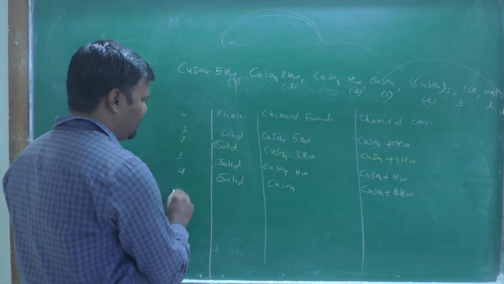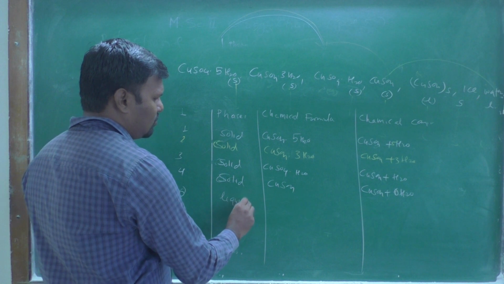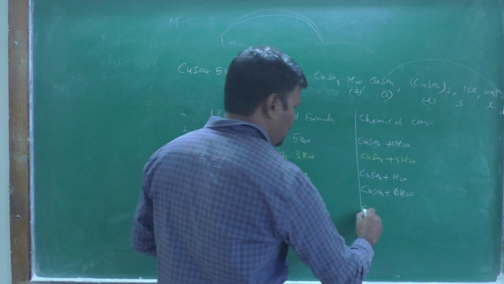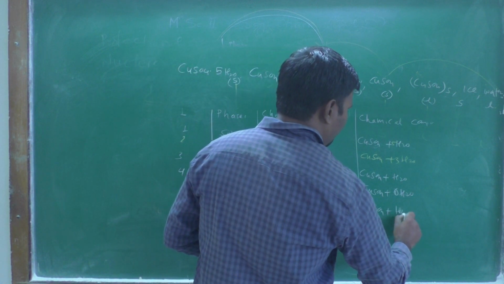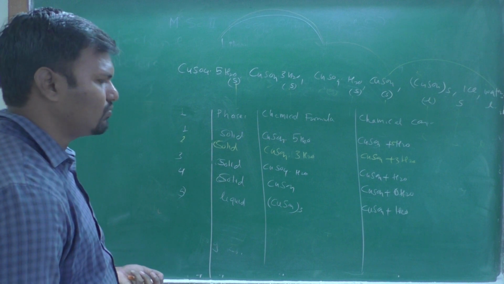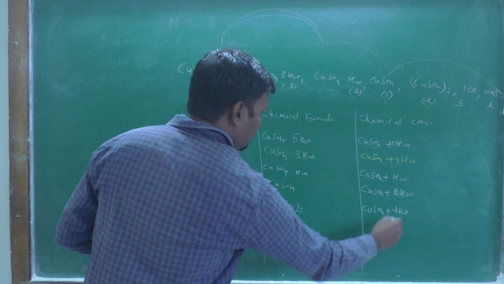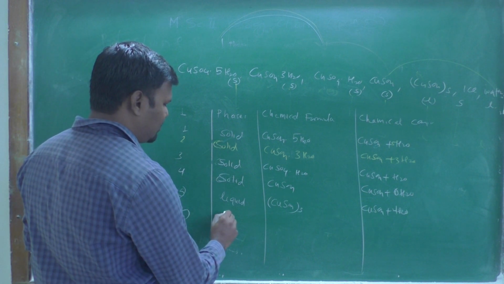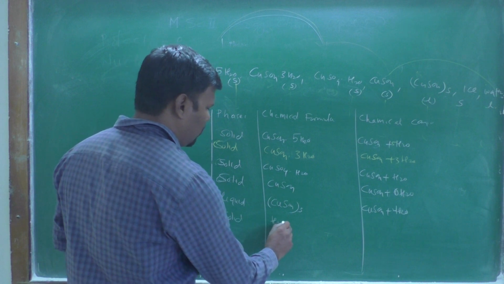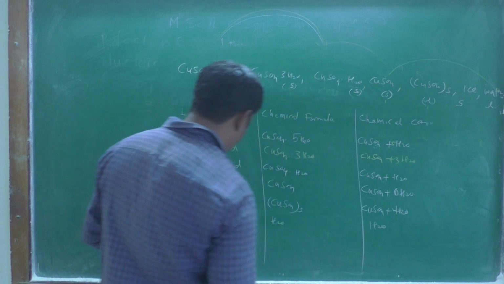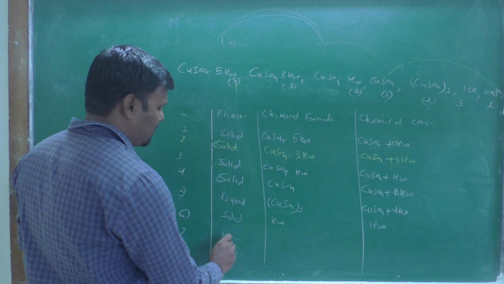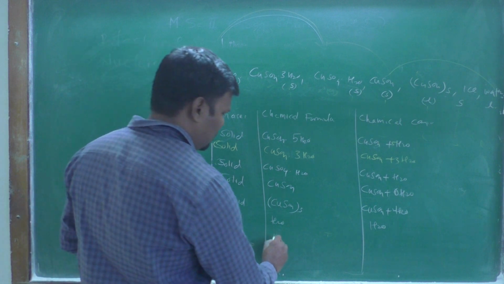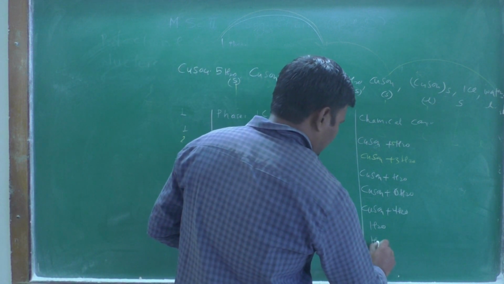Now the solution, a liquid phase, the CuSO4 solution. It means CuSO4 plus n H2O, because it makes the solution. Now 6, the ice, that is solid, and ice is also H2O. Its composition is H2O. Now 7 is the water. Water is liquid, okay, its phase is liquid. It has H2O.